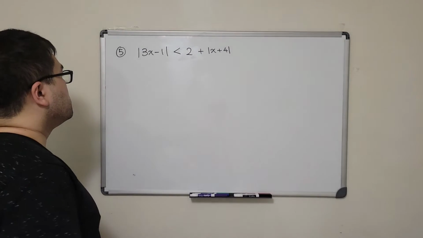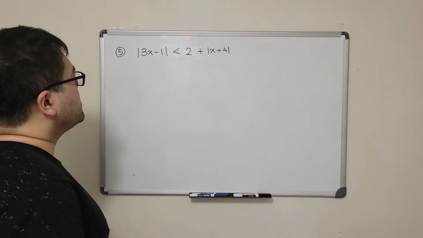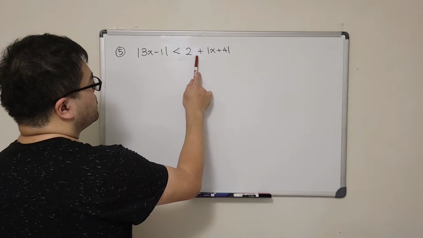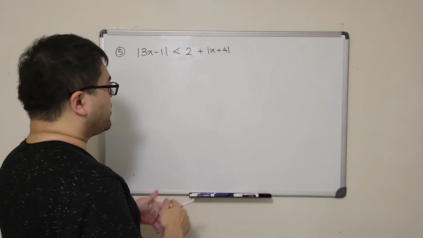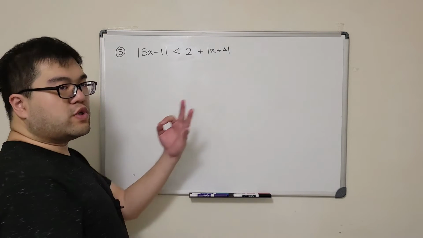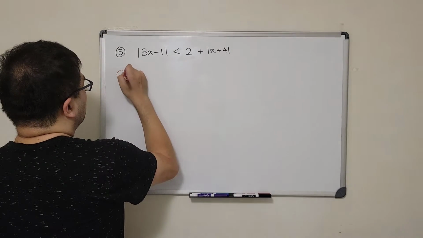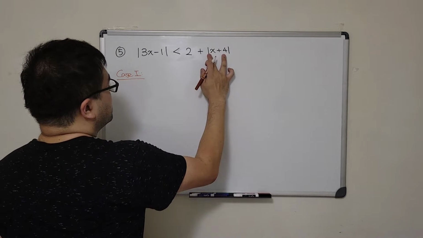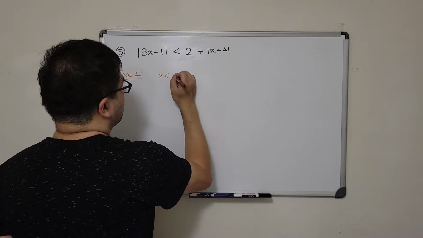All right, so here's our last example. This time we have absolute value of 3x minus 1 is strictly less than 2 plus the absolute value of x plus 4. So in this case, we're going to again set up into cases. How many cases do we need? We need 3. We'll see why. So first, I'm going to set up case 1, which says this is less than 0, meaning x is less than negative 4.